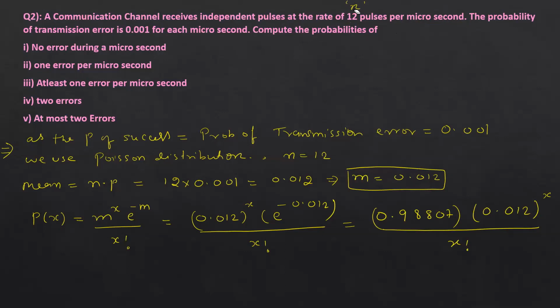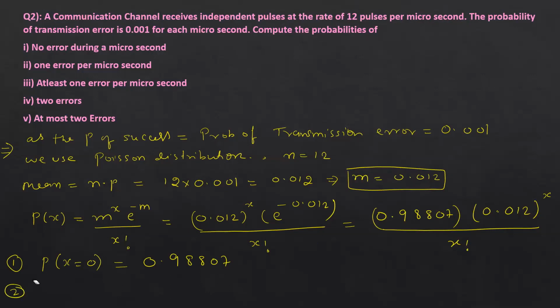Okay, we have to find no error. So no error means you just have to write probability of x is equal to 0, no error at all. So when you put x equal to 0, 0.012 power 0 becomes 1 and x factorial becomes 0 factorial, which is also 1. So the only value which you will get is 0.98807. Straightforward answer. Nothing much to do.